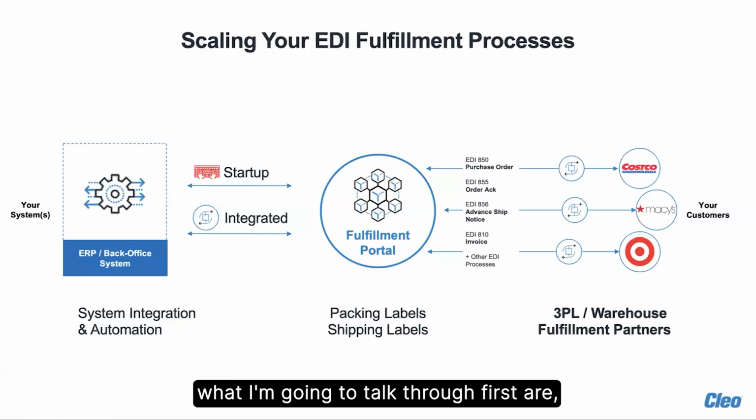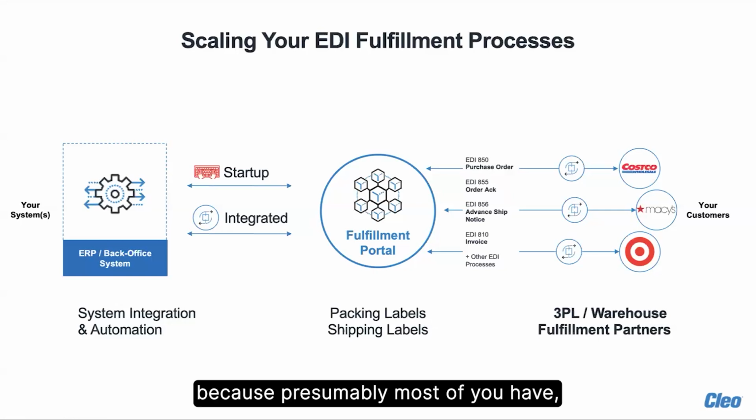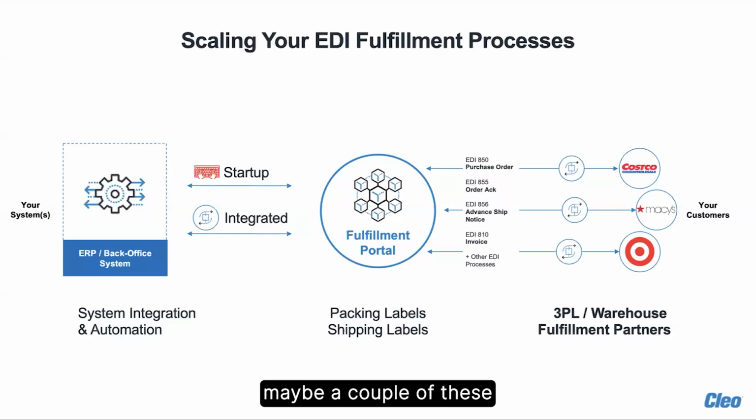What I'm going to talk through first are a handful of different external processes that you might layer in here, because presumably most of you have orders, invoices, maybe a couple of these EDI documents set up with your existing customers. What we've seen is a lot of customers actually also have external fulfillment processes, whether you use a third-party warehouse or a third-party logistics firm, somebody that's either storing your goods for you or potentially also fulfilling on your behalf. Maybe you're just sending them, hey, here's my order information, ship my goods out to Walmart or Target or whomever I'm shipping to.